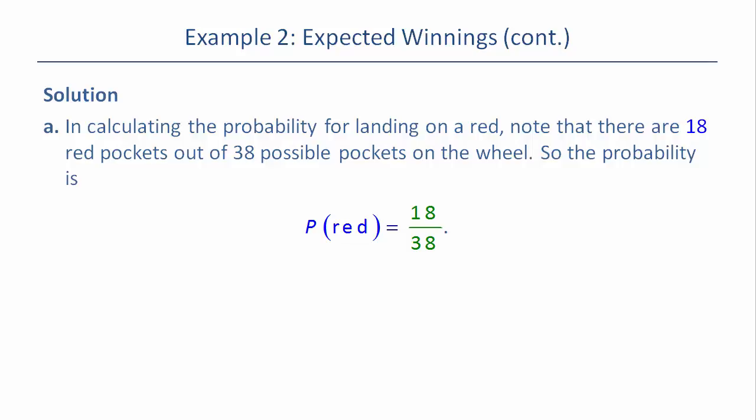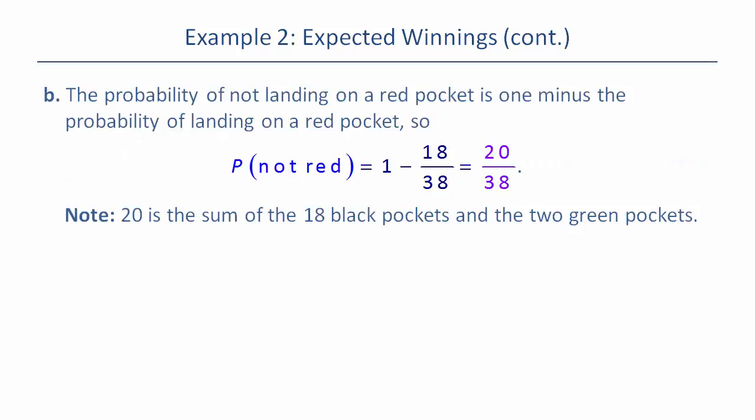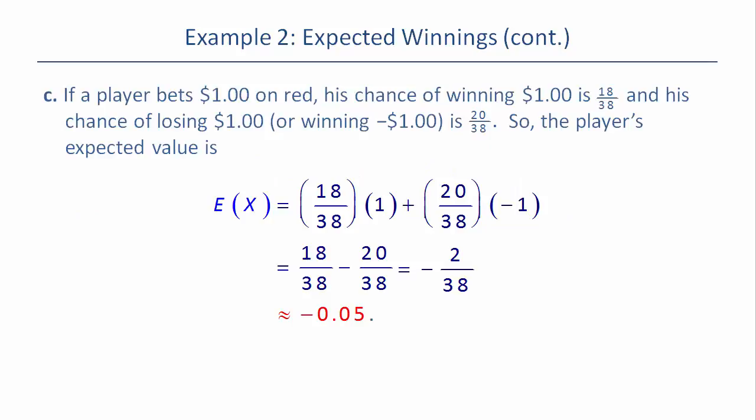We'd put 9 over 19, but we're just leaving it as 38 to remind ourselves these numbers are coming from the total number of things on the wheel. Okay, so if 18 over 38 is the probability of red, then obviously the probability of not red is 1 minus that, and that's the other 20 spots on the wheel, the 20 over 38, right? So we can very easily figure out the expected value of playing this game.